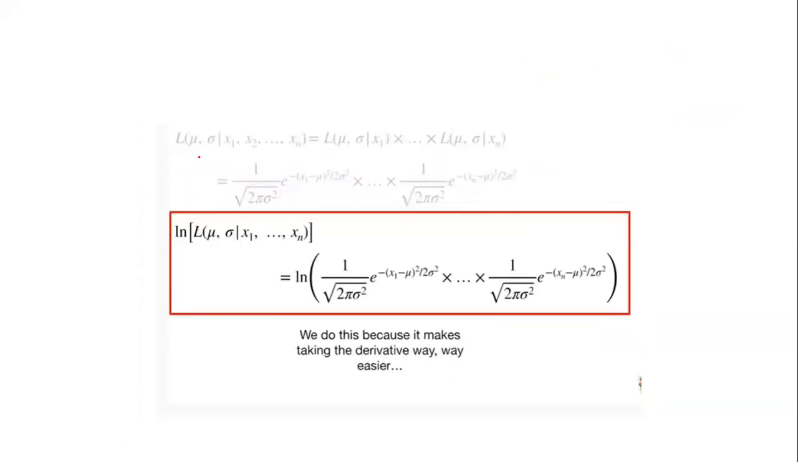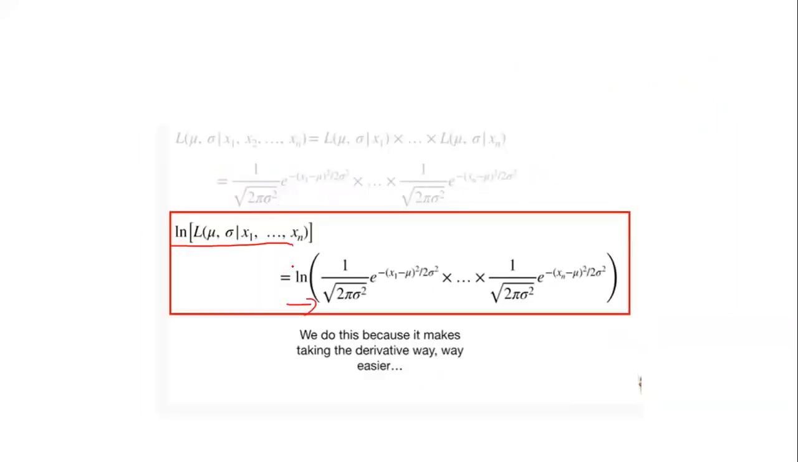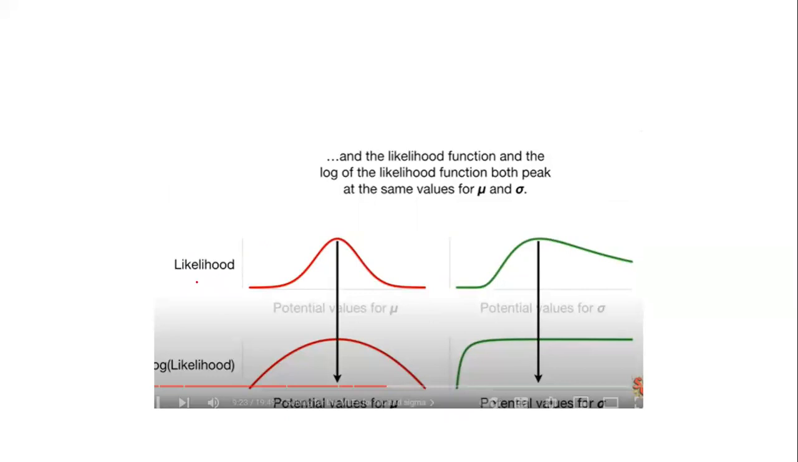So when you take the log of this equation, by taking log, the equation does not change. That's what the slide says. So why are we taking log? One is that mathematically the equation becomes simpler to take the derivative. But the characteristics of the equation do not change, because the maximum likelihood of the equation before taking log and after taking log will be the same for both mu and sigma.